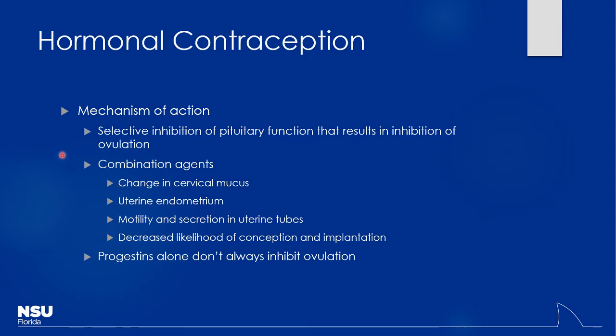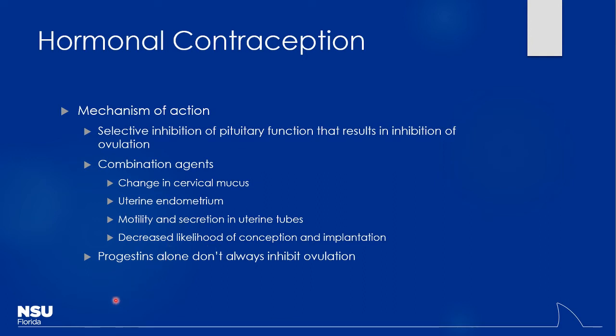You will find other things that these hormones do will also make it sort of inhospitable for implantation and actual conception to occur. So for instance, you can see things like changes in cervical mucus. You may find decreased motility and secretion from the uterine tubes, different things to make it more difficult for, say, a sperm that actually made it in to get to the site of action and actually get fused with one of those eggs there. So overall, a decreasing likelihood of implantation and conception, as I mentioned.